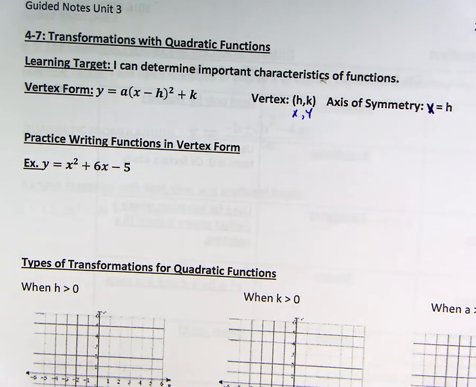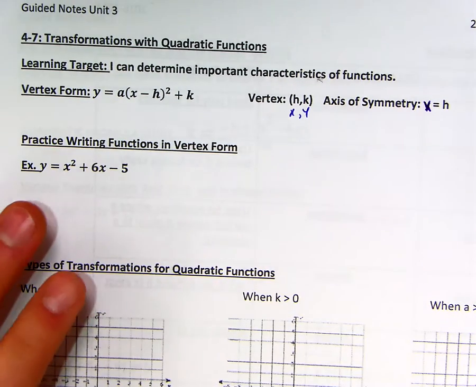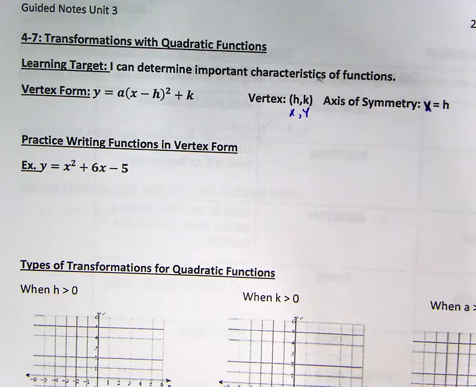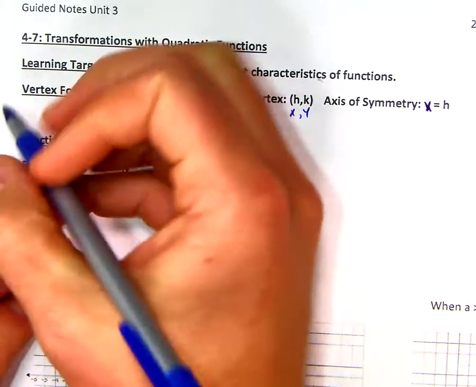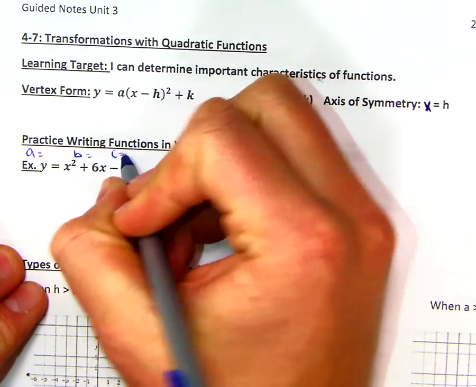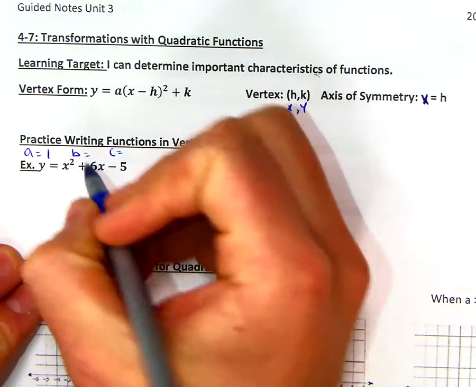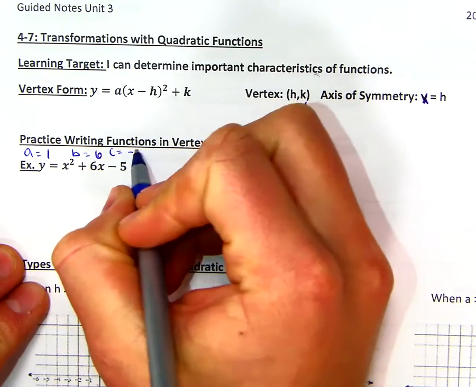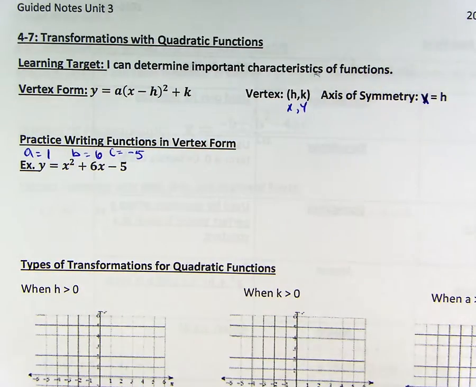So one skill that we need to practice is, if you're left with standard form, how do you get to vertex form? Things I say every single day, we need a label. So you have A equals, B equals, and C equals. A equals 1, B equals 6, C equals -5. That's important because now we want to find that axis of symmetry.